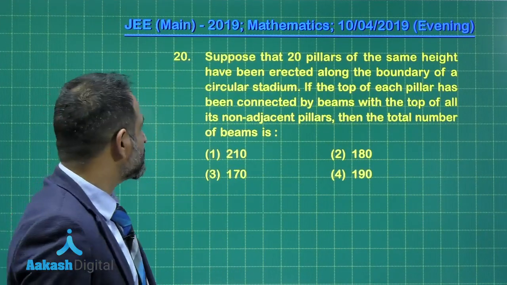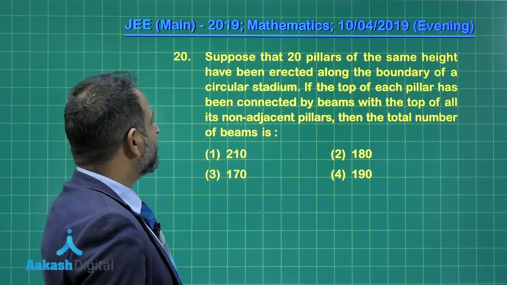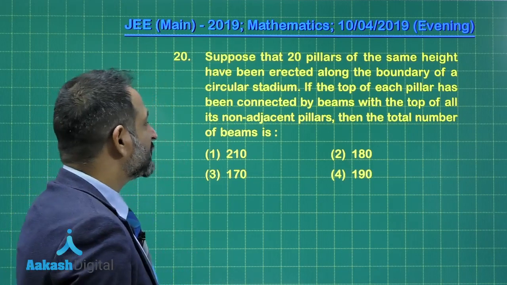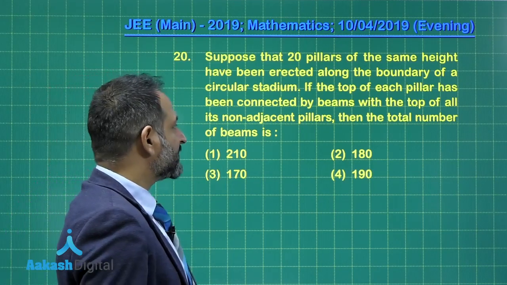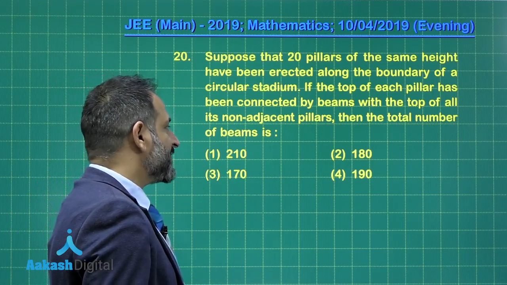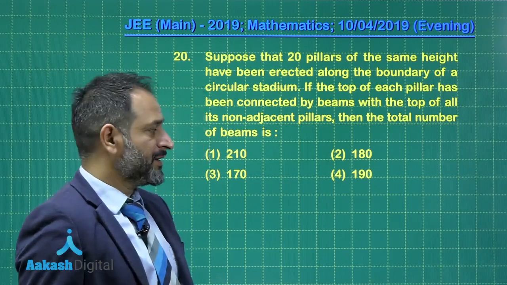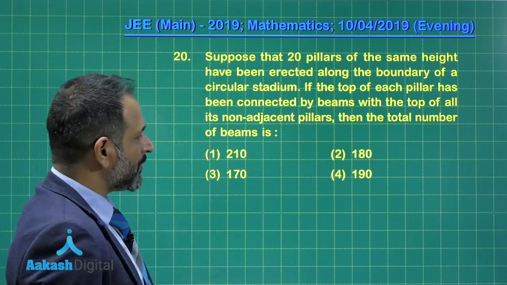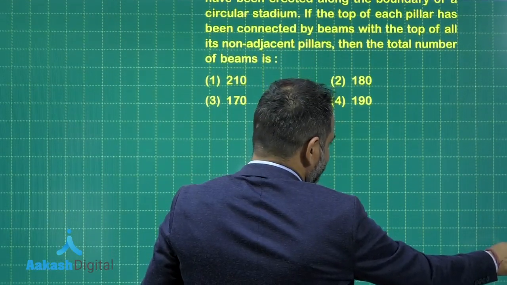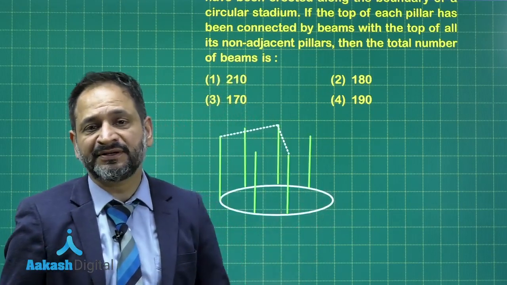Now here's the next question. It is given that 20 pillars of the same height have been erected along the boundary of a circular stadium. If the top of each pillar has been connected by beams with the top of all its non-adjacent pillars, then the total number of beams is. Now let us see this problem with the help of the figure, which will give you the proper understanding of everything given in the problem.